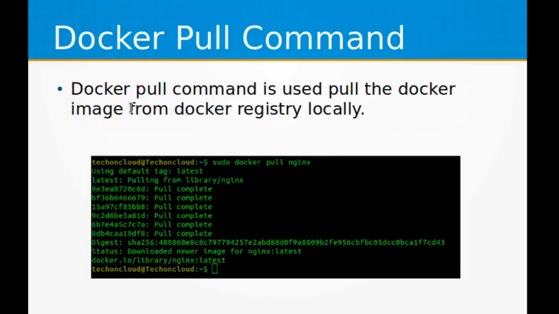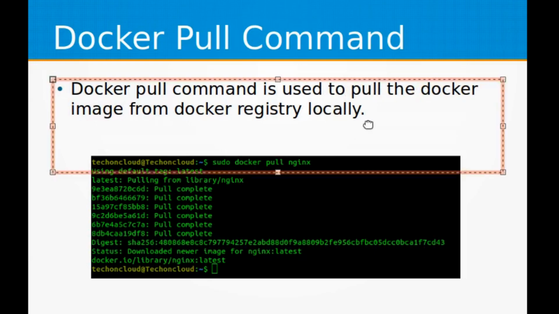Now we will be seeing the docker pull command. The docker pull command is used to pull the Docker image from the Docker registry locally. Okay, let me correct it.